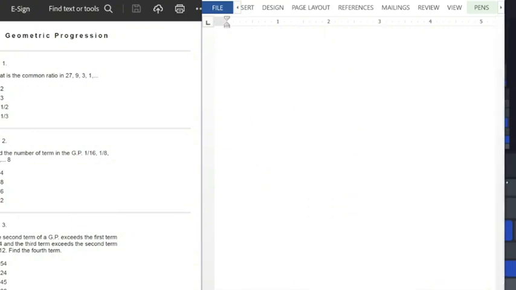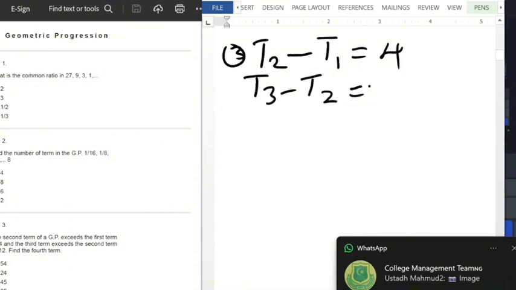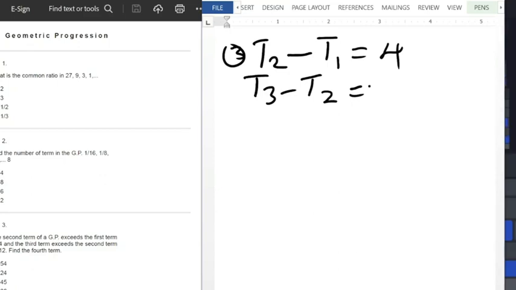Question 3 says the second term of the GP exceeds the first term by 4. So the second term, T2, exceeds the first term, T1, by 4. Then the second statement, the third term exceeds the second term, that is T3 minus T2, equals what? The third term exceeds the second term by 12, so it equals 12. Find the fourth term.